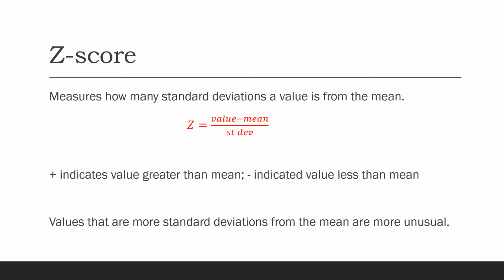One way that we can measure how unusual a value is is by using something called the z-score. The z-score measures how many standard deviations a value is from the mean. When the z-score is positive, it indicates that the value is greater than the mean, and when it's negative, it indicates that the value is less than the mean. Values that are more standard deviations away from the mean are more unusual, so z-scores that are farther from 0 indicate more unusual values.